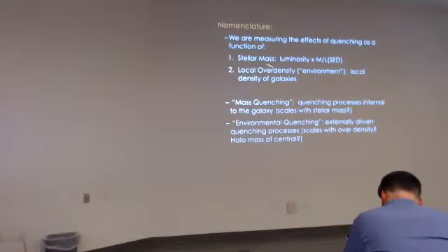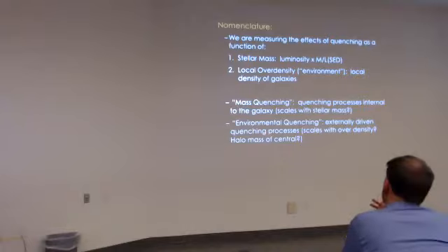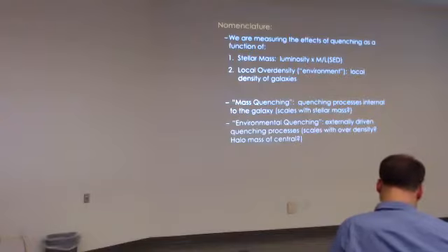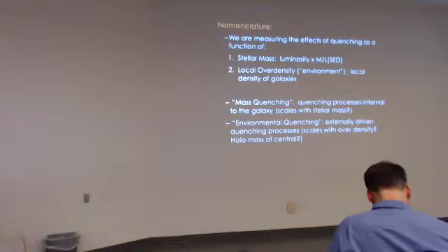We're going to compare that then with something we call the environment, which is the local density of galaxies, and we're going to make that based on how we measure the local surface density of galaxies as well. So this is to keep with other studies in the literature where they use something called mass quenching, and we're going to use that as well. And this is a quenching process that is internal to the galaxy, and it correlates with stellar mass, because that's the measurement we're making. And then we'll separate that with this environmental quenching measure, which we'll say is an externally driven quenching process that scales with this local surface density of galaxies.